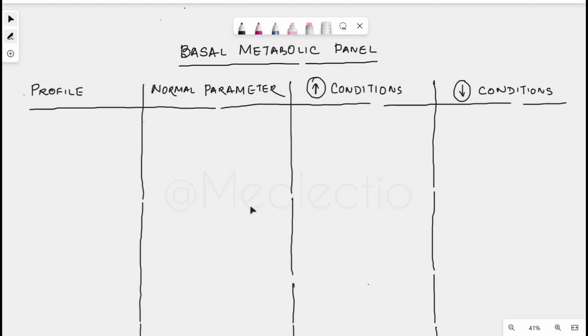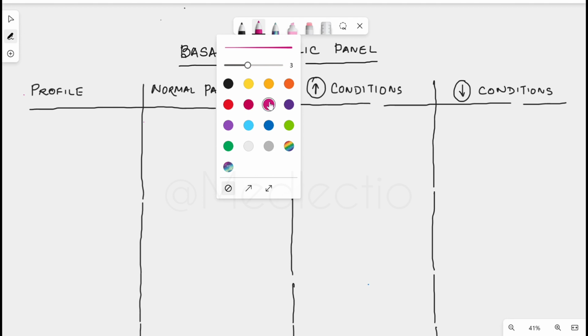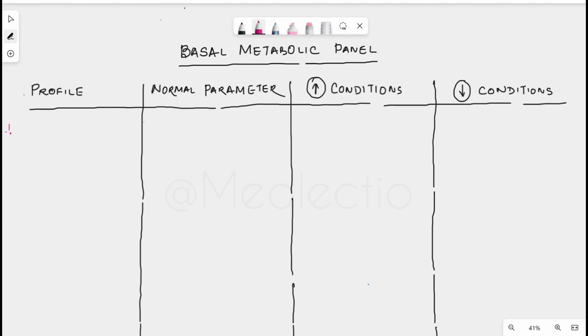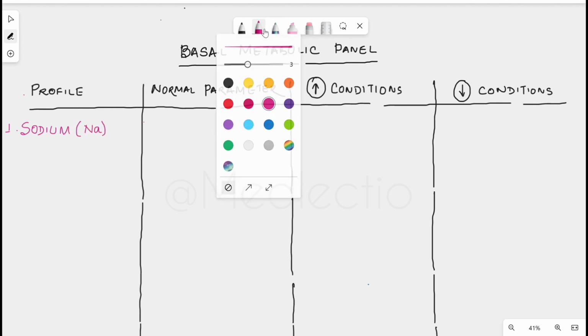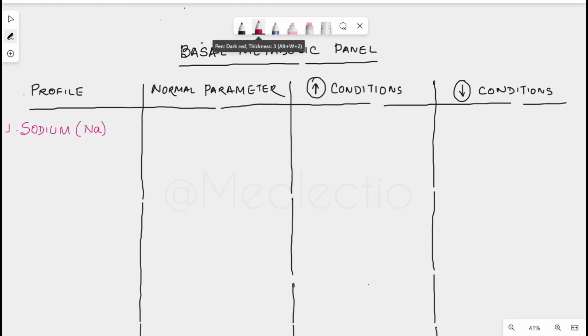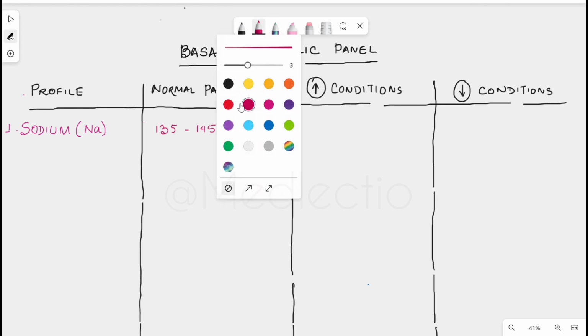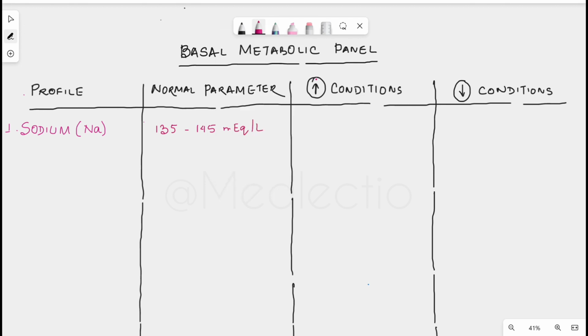The next one is our basic metabolic panel, or you can say the electrolyte panel. These charts are very important in your daily life when you do clinical work and also in exams. So the first one is sodium, Na. The normal range is 135 to 145 milliequivalent per liter. Increase means hypernatremia and decrease means hyponatremia.